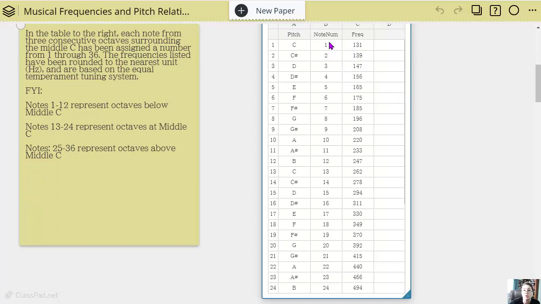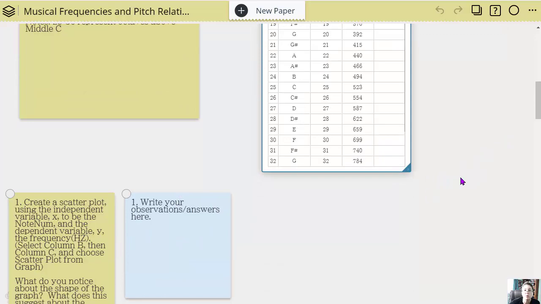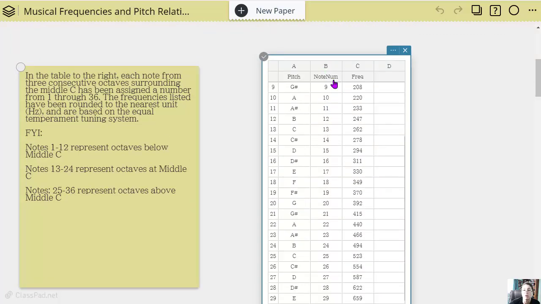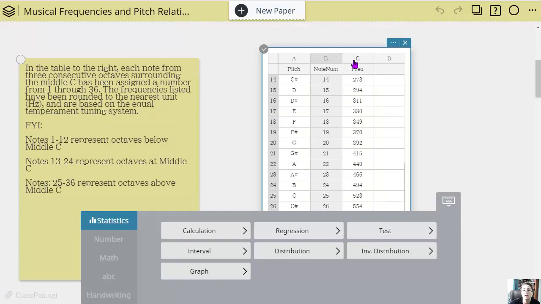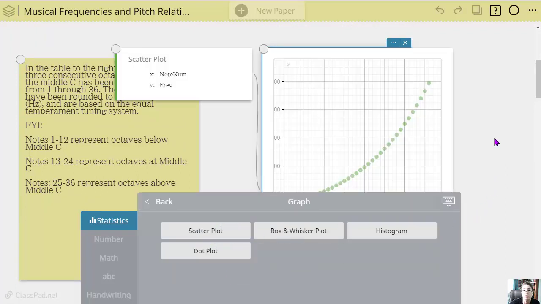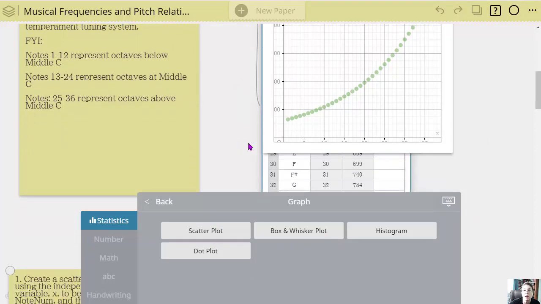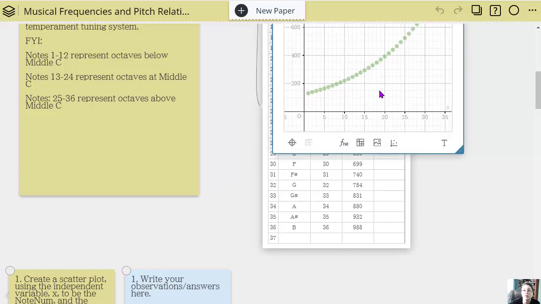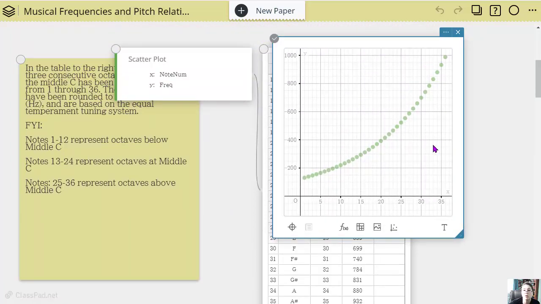And then each note's numbered, and we're looking at the frequency as we go from the lowest to the highest. What's happening is their relationship. So the first thing they're asked to do is make a scatter plot of the note number. So remember, we're going from 1 to 36, up the keyboard if you look at it that way. So they're going to select column B and column C, and they're going to make a scatter plot. So is there a relationship? And as you see, as we move up, I'm just going to move my scale so we can see the axes a little bit better.